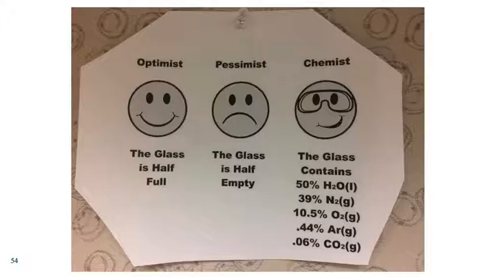So here's the optimist. I forgot this was in here. The optimist says the glass is half full. The pessimist says the glass is half empty. The chemist says the glass contains 50% water, 39% nitrogen, 10.5% oxygen, 0.44% argon, and 0.06% carbon dioxide. Yeah, that's the composition of the air in the other half of the glass.